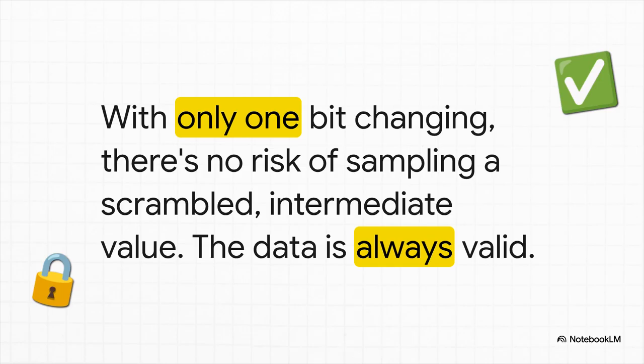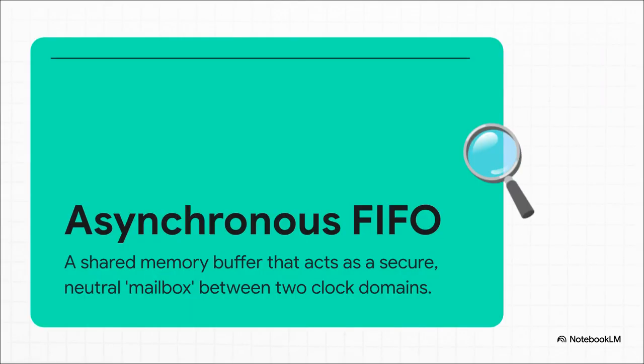And that one simple trick solves the entire problem. By converting the number to gray code before sending it, the whole issue of data skew just disappears. Because if only 1 bit is changing, there's no way to sample some scrambled in-between value. The worst thing that can happen is you might be a little late and read the old value, or you might read the new value, but you'll never read a completely wrong invalid number. It's so clever.